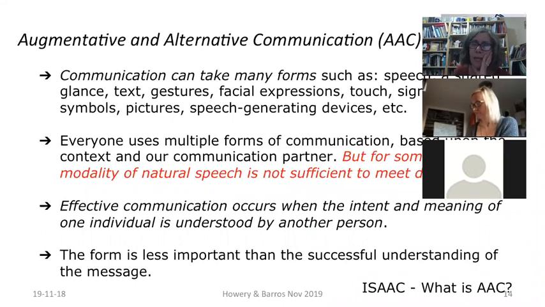I took this from the ISAAC website. So this is a little shout out to ISAAC and ISAAC Canada. If those of you on this webinar haven't joined ISAAC Canada, you should, because there's lots of great support and information there.